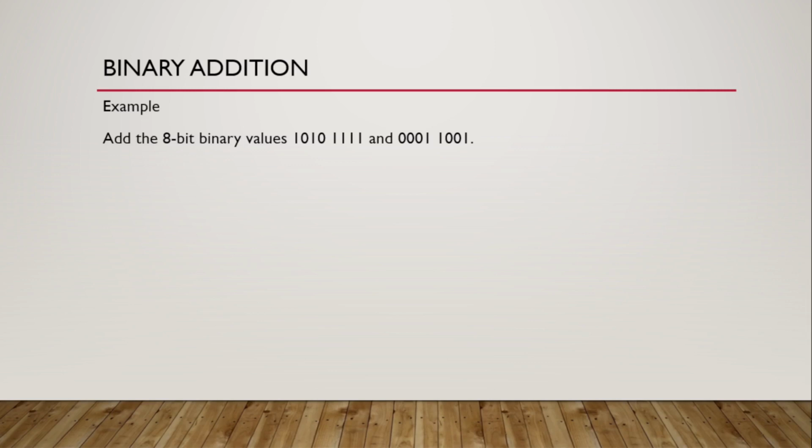Now let's take this example. Let's add 10101111 and 00011001. We start by placing these values in a way that will be simpler for us to add them in pairs.